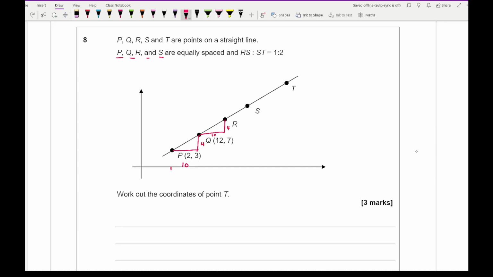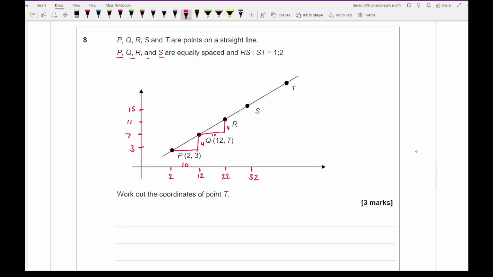Now one way that you might find easier is actually marking it on the axes. So this is (2, 3). This point here is (12, 7). And if I just mark those points, you can then see that if the y ordinates are going up in 4s, this is going to be 11, and this is going to be 15. And if the x ordinates are going up in 10s, then that's going to be 22, and this point here is going to be 32.